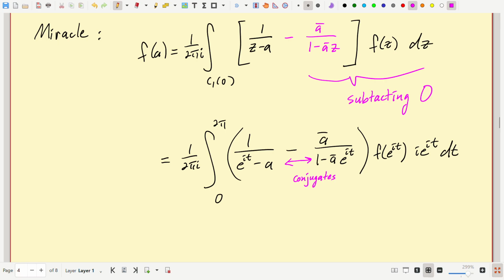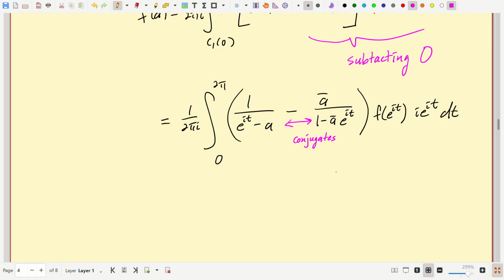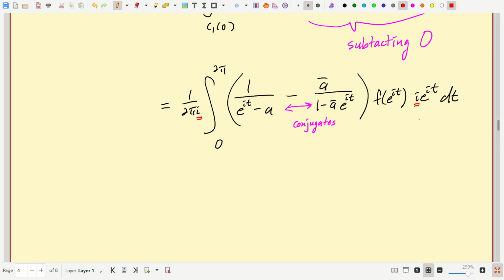So when I multiply those together and do cross multiplication, that's going to give me the modulus of the denominator squared. Notice this i here cancels this i here. That's kind of nice. And when I do the cross multiplication, I get 1 over 2 pi integral from 0 to 2 pi. I told you those two things are conjugates, so the denominator is going to be, like the first one, e to the it minus a squared.